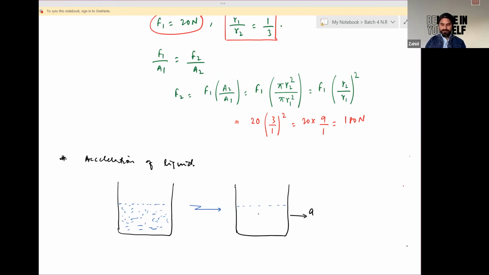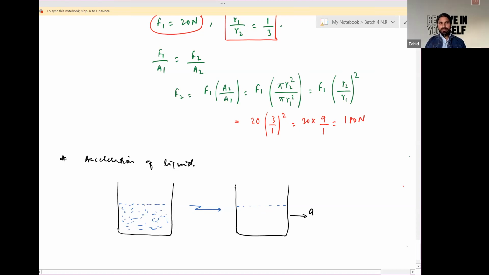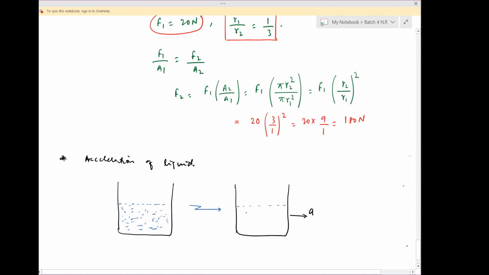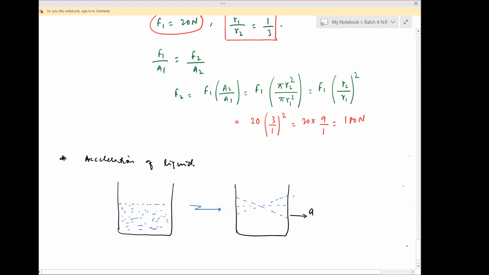Nabila? Could you repeat the question? Suppose initially liquid is filled in this container. So the level on either side will be the same since there is no motion in this container. Now it is accelerated by some A along the horizontal direction towards the right. So is there any change in level of liquid at both ends, or will it remain the same? There is a change. So in which direction will the liquid rise up? Right side. So it will be like this, or it will be like this. I'm sorry, left side.